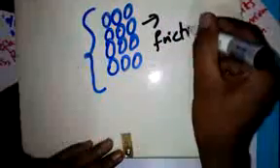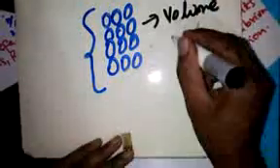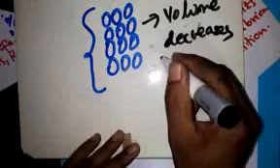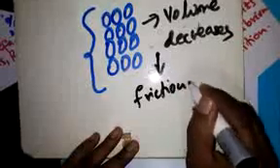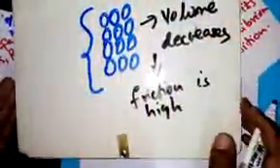When the particles become close to each other, the following features can occur. First of all, friction increases. Here, friction is high. Volume is decreased. When the particles are close to each other, volume decreases. Friction becomes high. Why? Because particles are close to each other. There is more collision when the particles are close to each other.